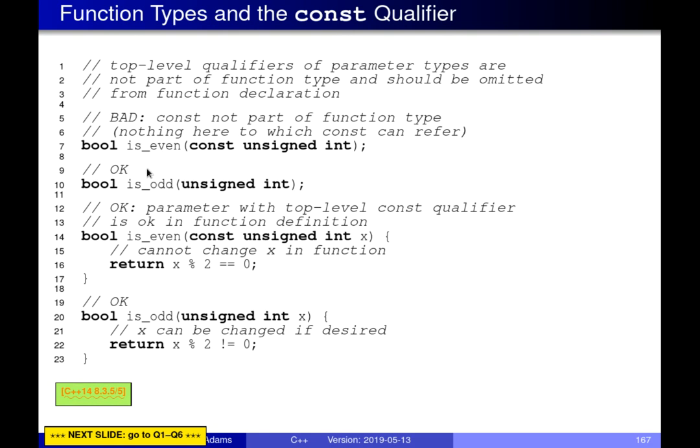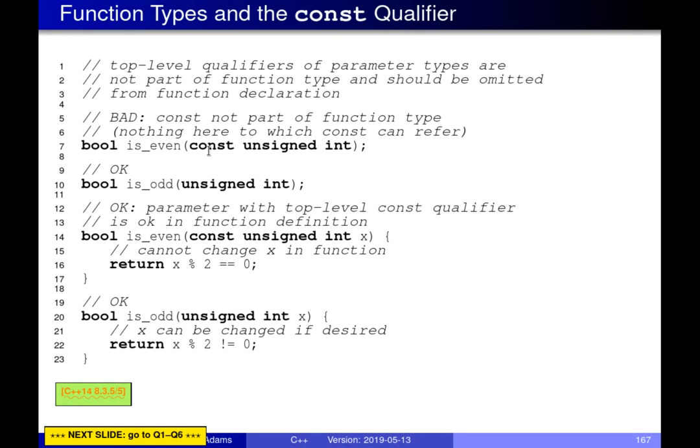This is a declaration of is even, and what we're doing here is putting a const in front of the unsigned int. So we're passing an unsigned integer type into this function and it returns true or false, whether the integer is even or odd. Not a very exciting function, probably just one line of code. But this const here doesn't really make sense if you stop and think about it.